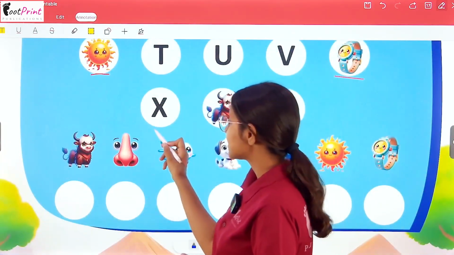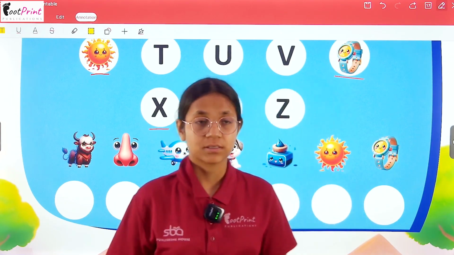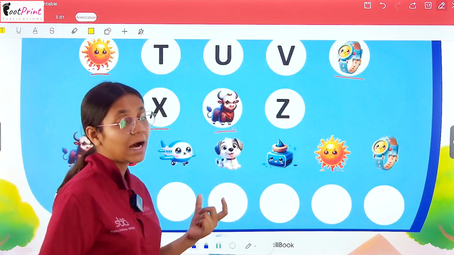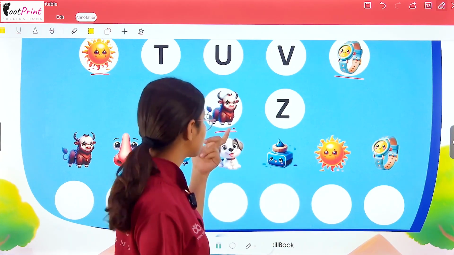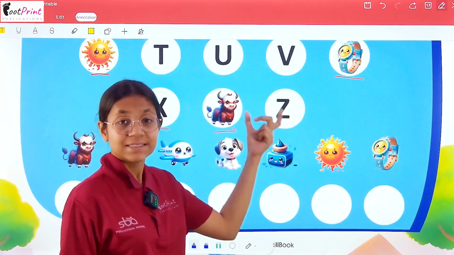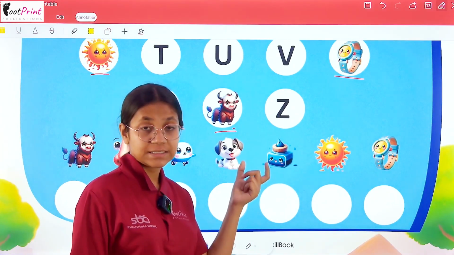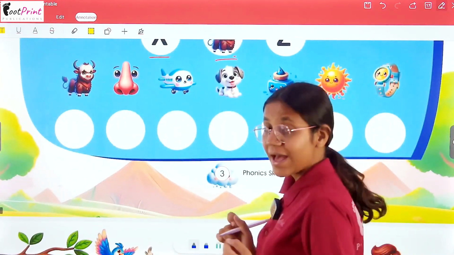Now this is X. X says Xmas tree or Xerox, xylophone. And now this is the picture of yak. So yak starts with the letter Y. So Y says yak. Y for yak. Now Z. Z says zebra. Z says zip. So now start doing the activity.